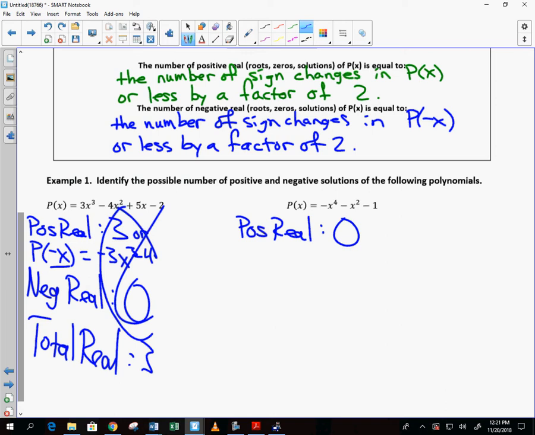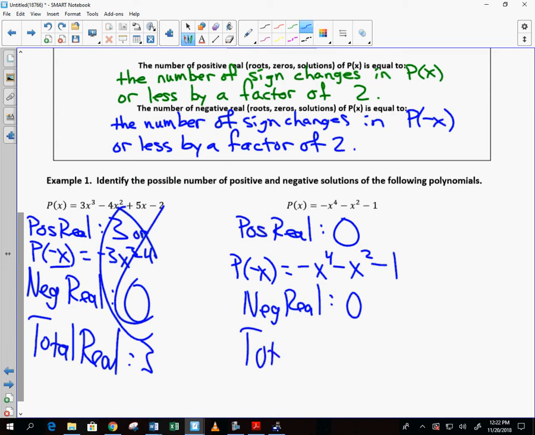I'm going to produce P of negative x. If I take x to the fourth and plug in negative x to the fourth, will that be positive or negative? Positive. Then you multiply it by a negative, you get negative x to the fourth. Negative x squared, that'll be positive as well, won't it? And then you have a minus, be a minus x squared. And then you have a minus 1. It's the same thing as what we started with, isn't it? So how many sign changes are there? There are none.